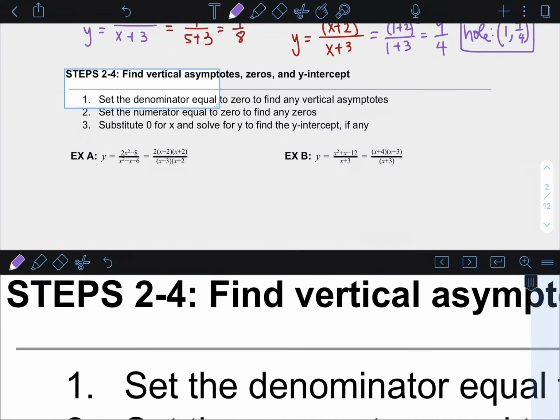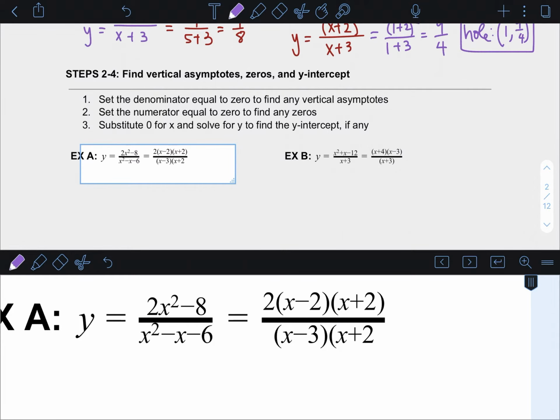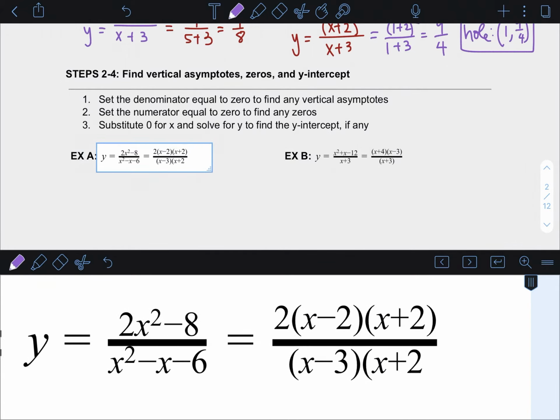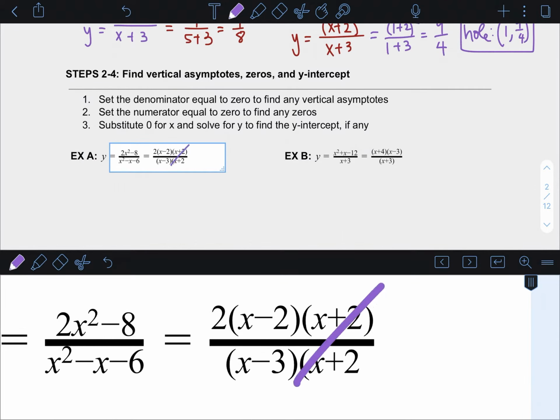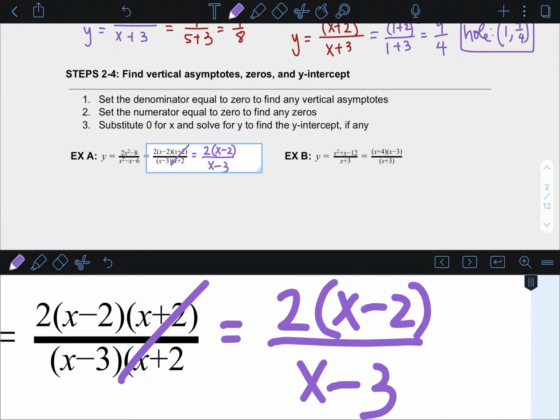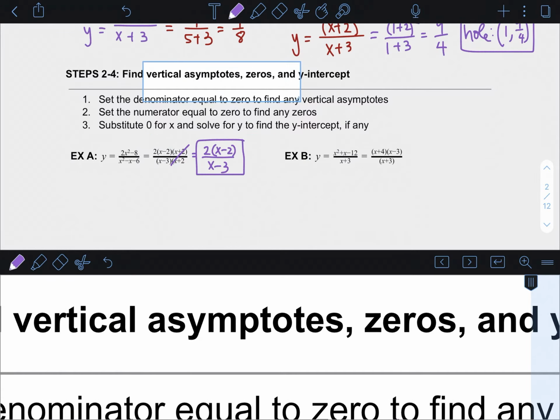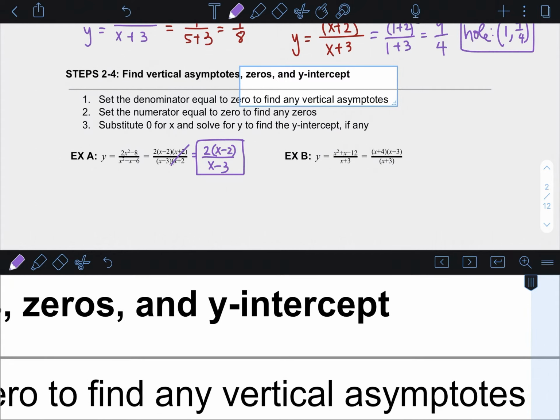Okay, moving on to steps 2 through 4, which is to find the vertical asymptotes, the zeros, and the y-intercept. You'll notice that this is the same example that we did for the hole. So we've already found the hole, we've already canceled out the hole. So this step is kind of following from that. Remember, we canceled those out and we found the hole at x equal to -2. And we were left with this simplified equation. So now that it's simplified, this is going to be the equation that we're going to use to find vertical asymptote, zero, and y-intercept.